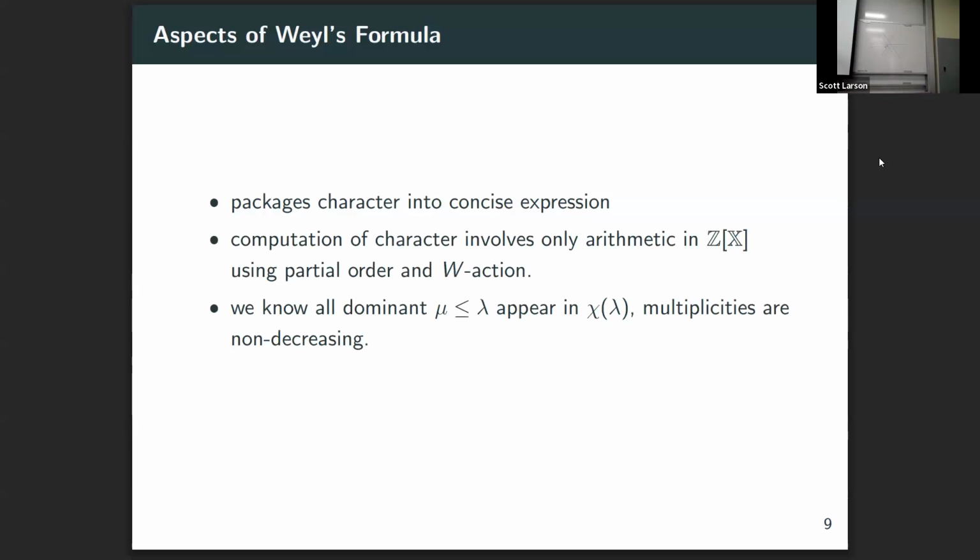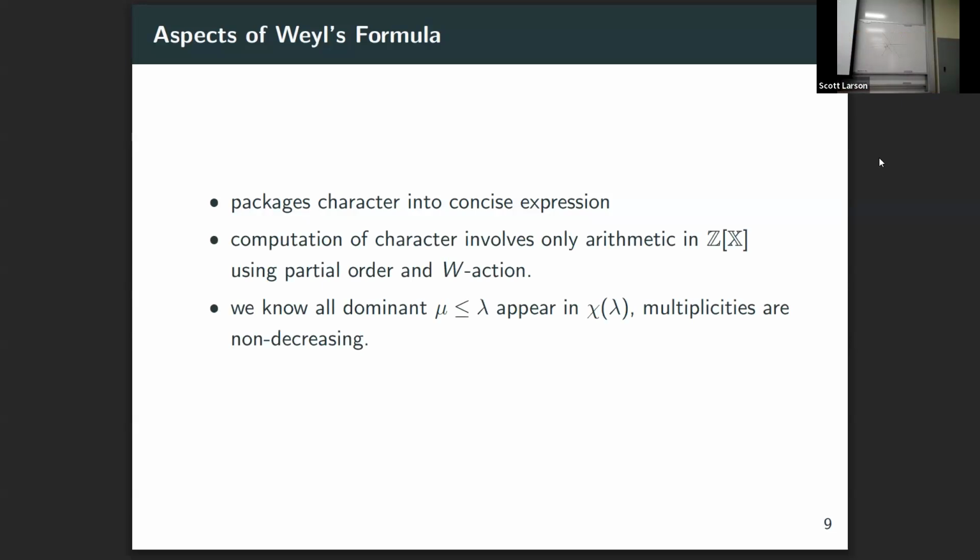The computation of the character is really only involving arithmetic in Z[X]. So X is a poset. The weight lattice is a poset. And so really all you're using is you take these quotients, then when you go to do the division, you're going to use the partial order on X, the W action, everything's happening right there in what you have to compute.